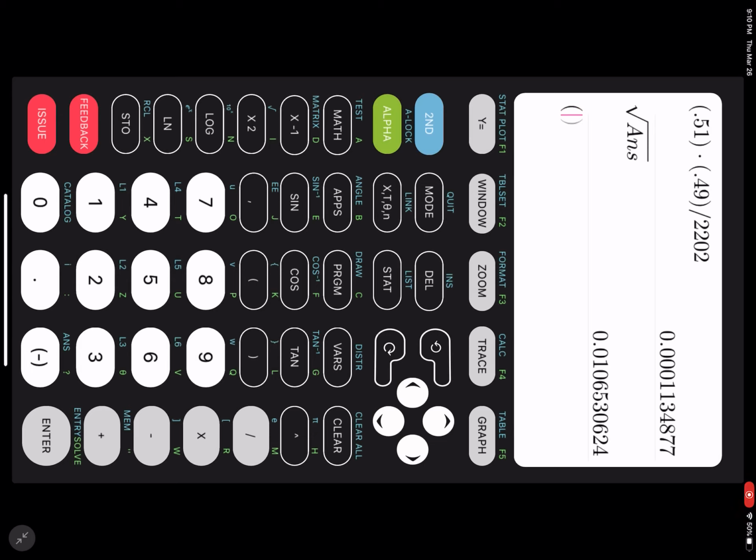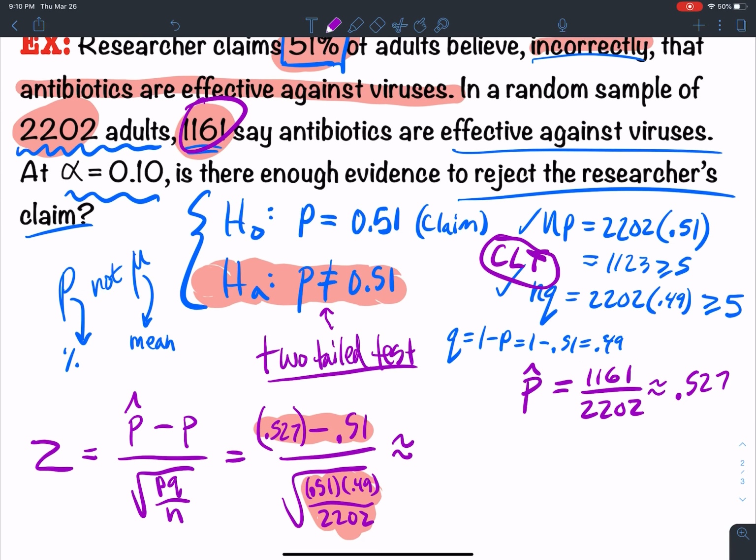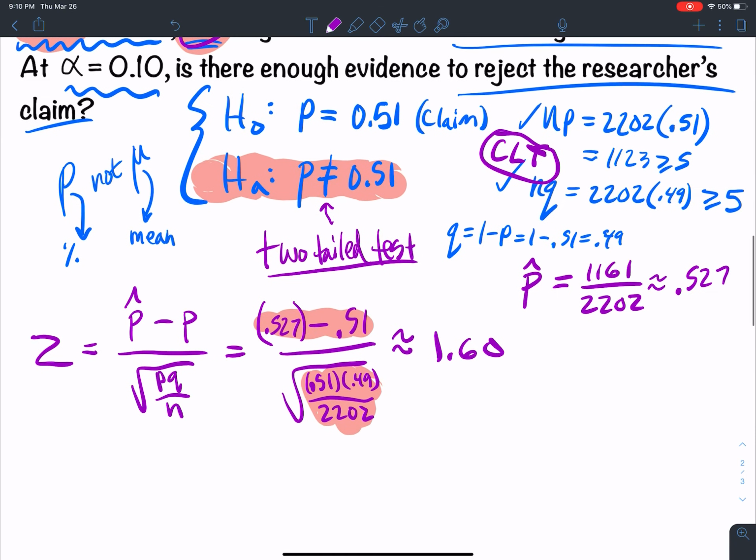In the numerator, I had parentheses 0.527 minus 0.51, close parentheses, divided by second answer, enter. And that's where the 1.595 comes into play, but I rounded to 2 decimals: 5 or more, raise the score, 4 or less, let it rest. So 1.60. Now we've got to see, does this number fall in the rejection region?